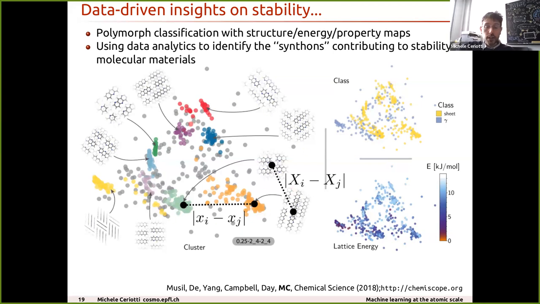And here, for instance, I'm showing a map of the different polymorphs of, if I'm not mistaken, a substituted pentacene molecule. And you can really see how these polymorphs organize themselves, when seen through the lens of machine learning descriptors, into clusters that can be related to heuristic classes of molecular materials. And you can also relate to the stability of different assemblies. You can understand them in terms of the hydrogen bonding motifs and in terms of the pi-pi stacking.